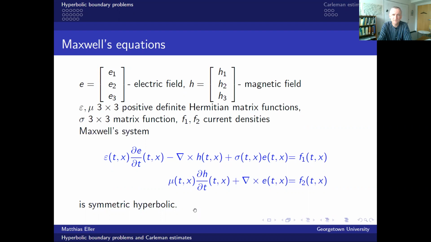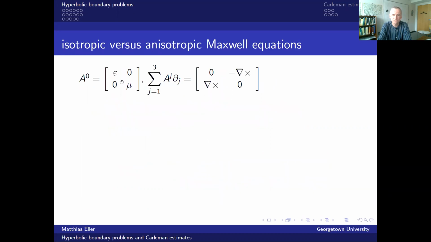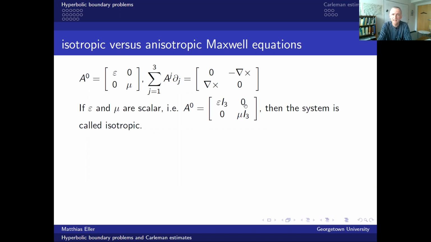Now, what I want to say about this briefly. If I write down the matrices, I see it actually pretty nicely. This matrix is symmetric. If epsilon and mu are positive definite, it's also positive definite. And due to the way the curl operator works, this is also a symmetric matrix. Then I call the system isotropic if epsilon and mu are scalar. That means these parameters don't depend on the direction.